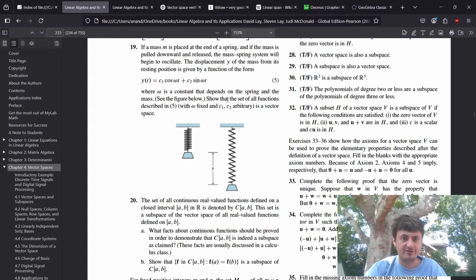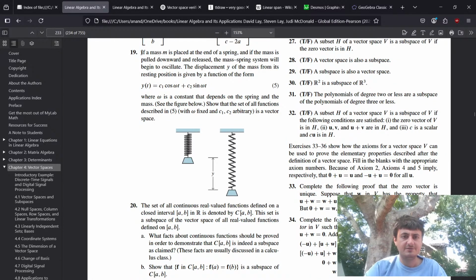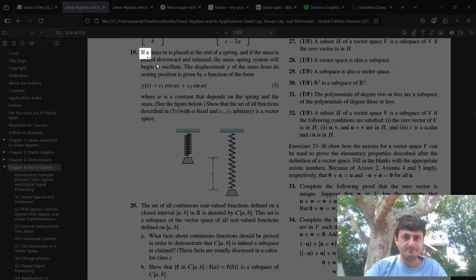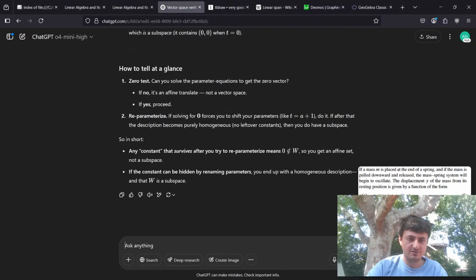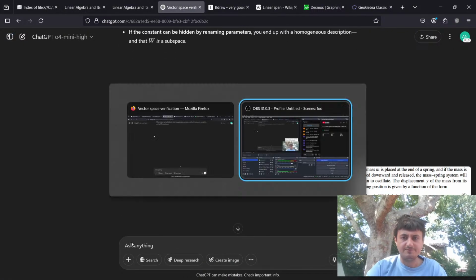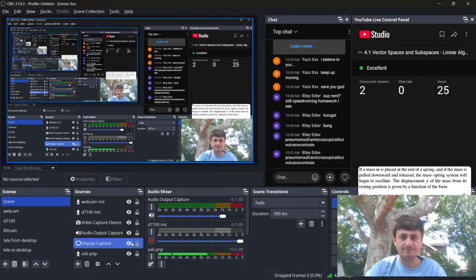Show that the set of all functions described in this is a vector space. So I think we're good. Let's see how ChatGPT answers it. But that's how I'm going to answer it.